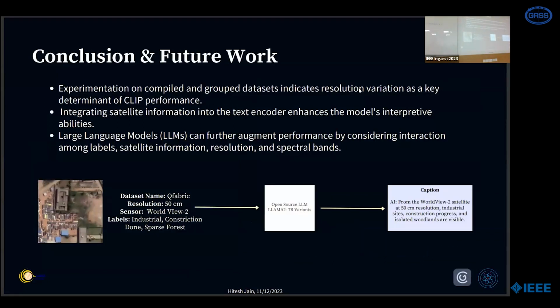Talking about conclusion, what we conclude is that resolution variation is a key determinant for KNIP performance. Integrating satellite information into the text encoder enhances model interpretive capabilities. To further enhance the performance, what we are trying to do is augment the labels using an open source large language model, such that it generates a caption that will consider the interaction between different labels, satellite information, and resolution, and we will retrain the KNIP model again for the new dataset.